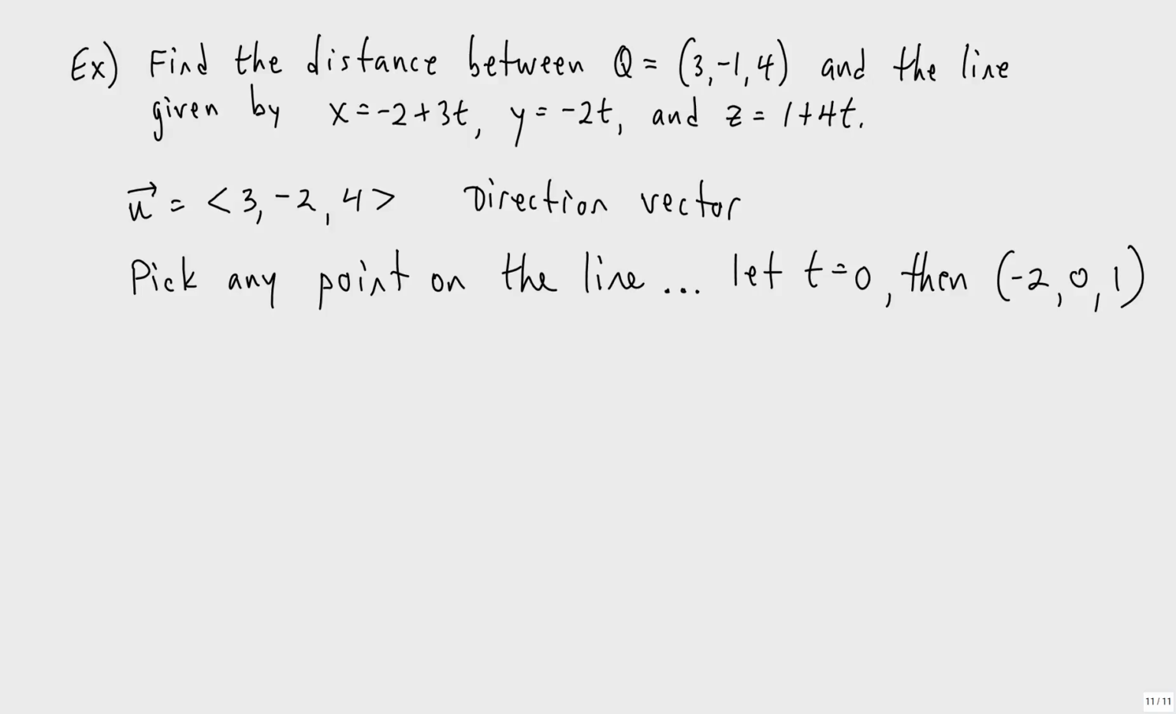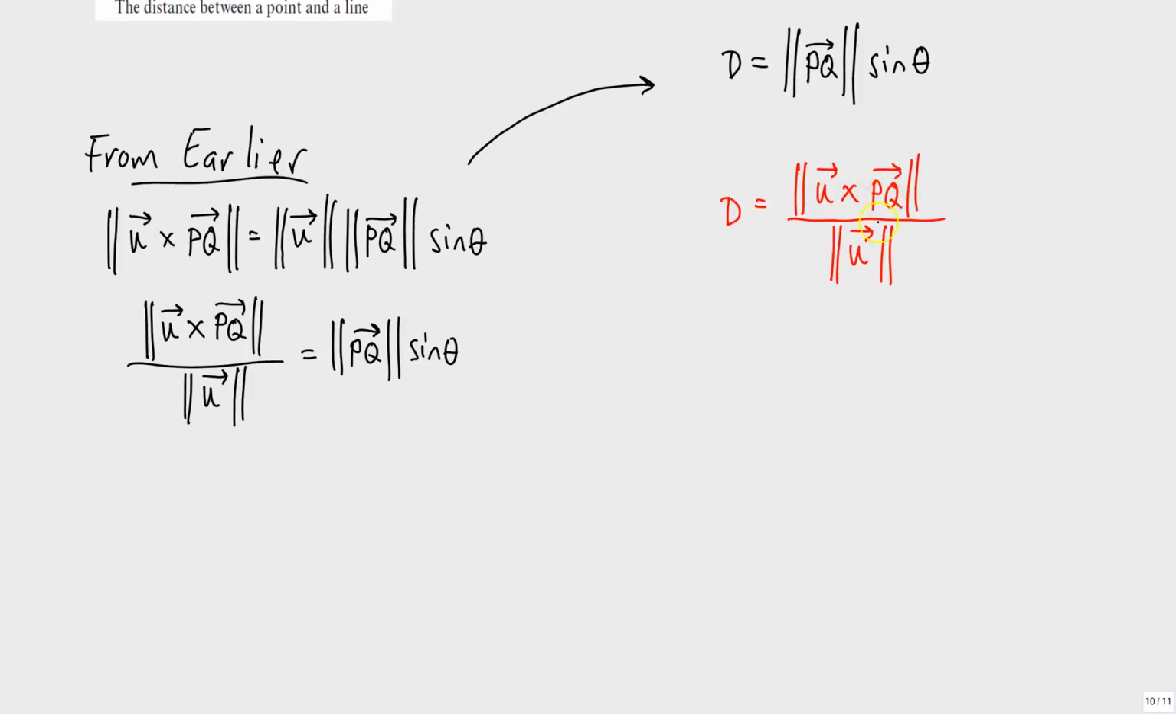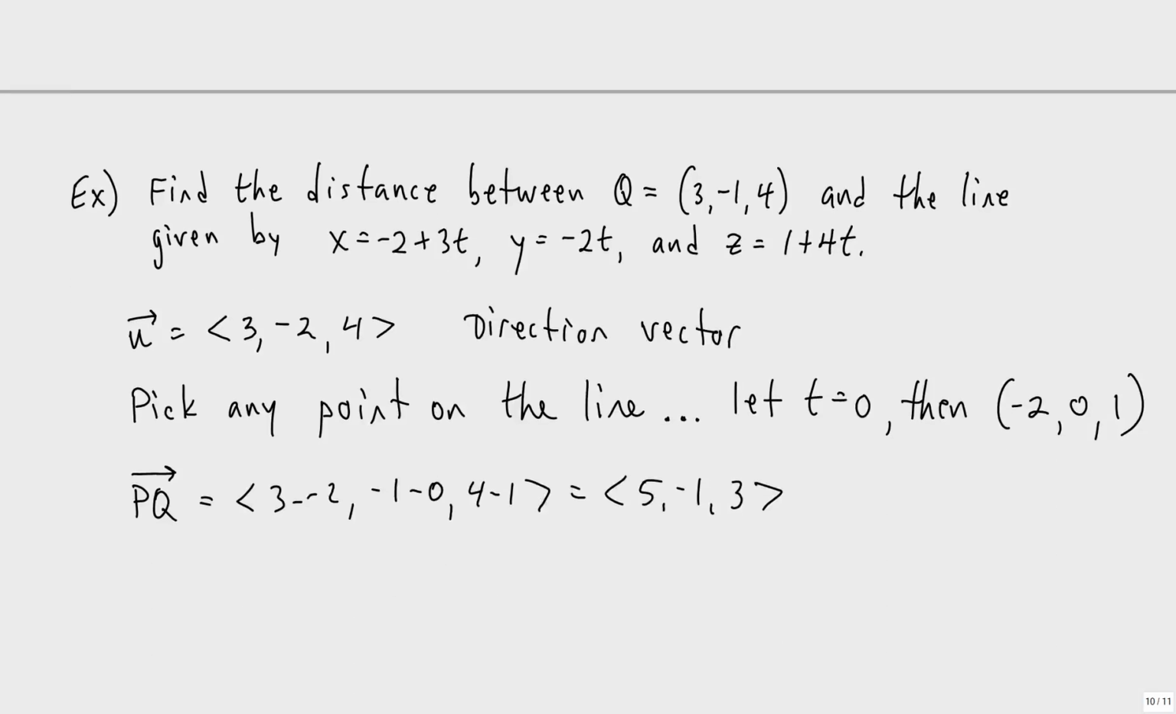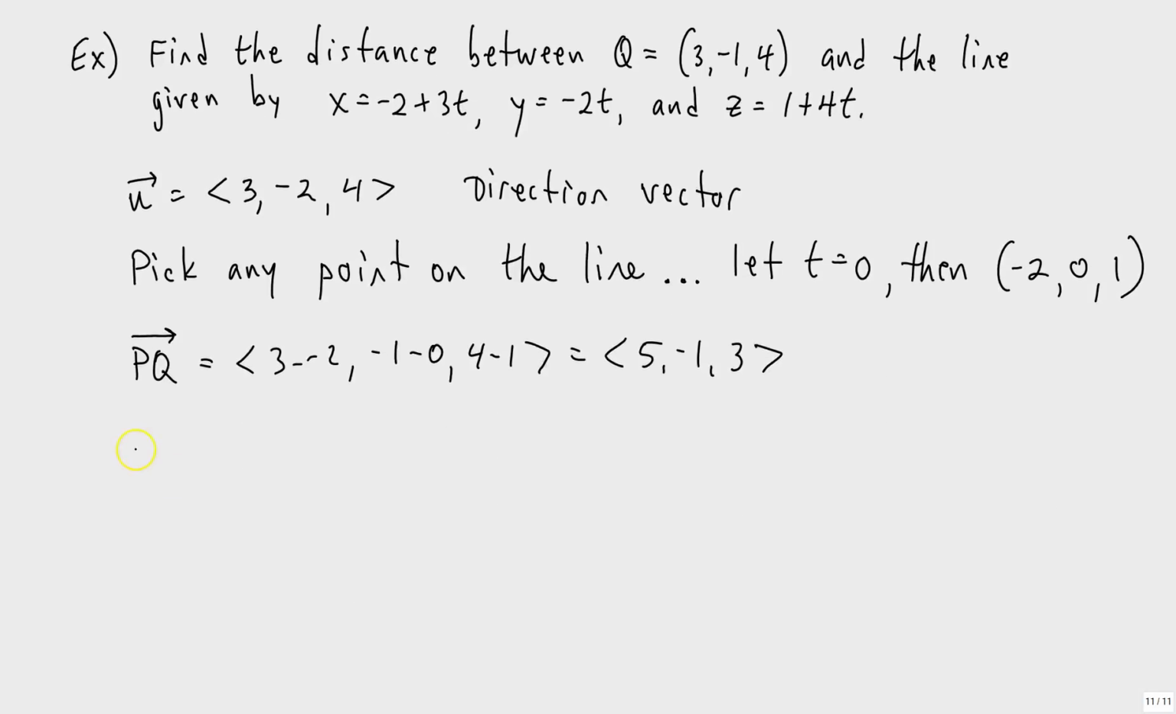So now let's create the directed line segment PQ. We've got this Q, here's our P, so this is the directed line segment PQ. And in standard position that would be 3 minus -2, -1 minus 0, 4 minus 1. That comes out to be <5, -1, 3>. So now we just need their cross product. Let's do their cross product.